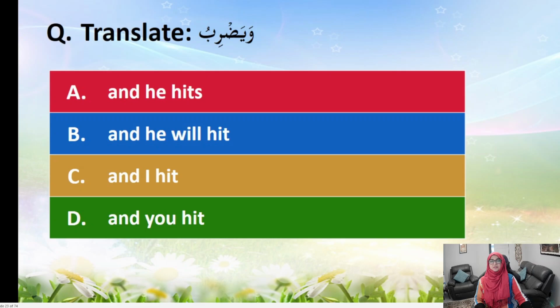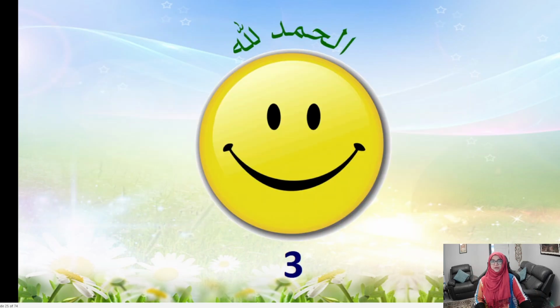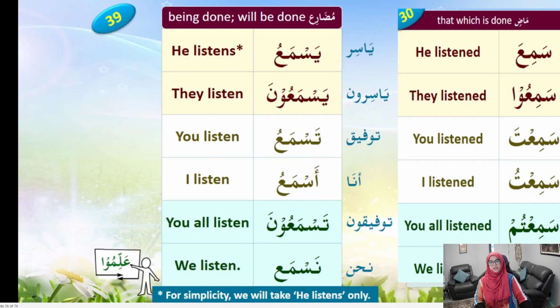All right, translate. Wa yadribu. And he hits. Yes, he hits, he will hit. Yeah, both. Because mudare means the present and the future. Mudare is imperfect tense. So he hits means it is present. He will hit means it is the future. So both are correct. Alhamdulillah. Smiley face for good job done.